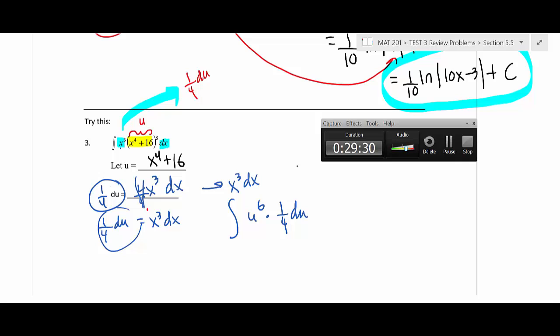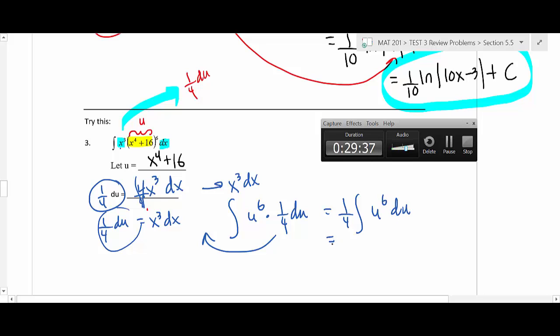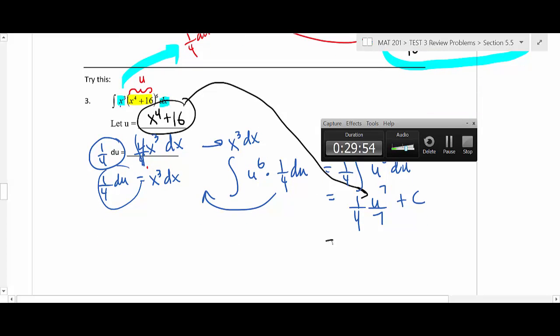Okay, now what do you do with the 1/4? You bring it out, so that's going to be 1/4 integral u to the 6th du. Now you should be able to handle it with ease. So that is going to be 1/4 u to the 7th over 7 plus c, that's the power rule. And then the last thing you have to remember to do is, whatever u is, plug it back in. So the final answer you should have got is 1 over 28, since 4 times 7 is 28, and then u is x to the 4th plus 16, all to the 7th plus c.